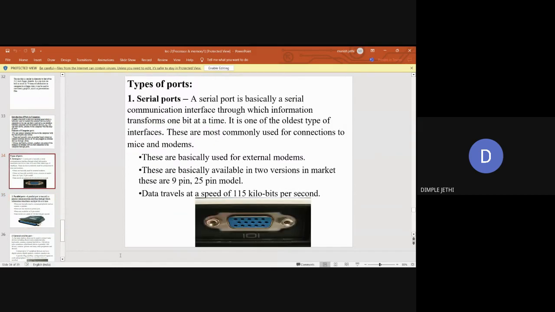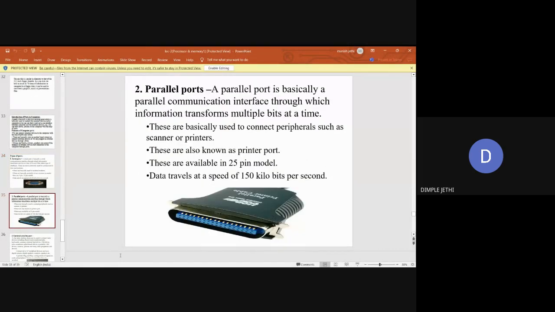What is serial? Serial means one bit will be transferred at a time. One bit, then after that second, then third. But parallel ports mean that multiple bits will be transferred at a time. That is used with your printers when you connect your printers.